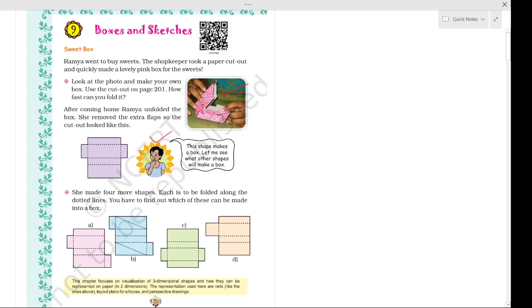Look at the photo and make your own box. Now children, here you have to look at this photo and make your own box. After coming home, Ramya unfolded the box. She removed the extra flaps so the cutout looked like this. Extra flaps means the portion, the area that is used for sticking the box.